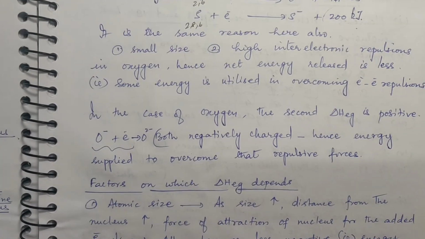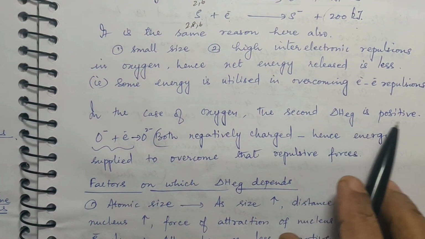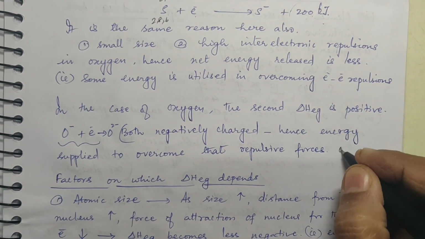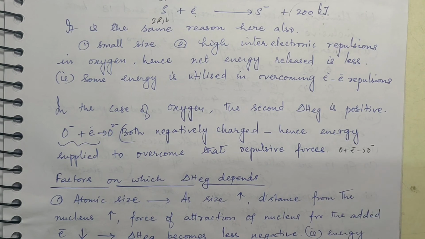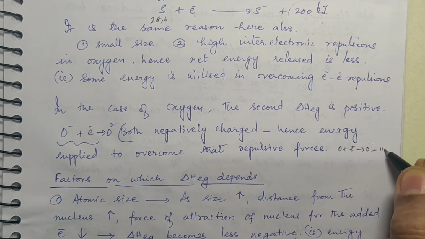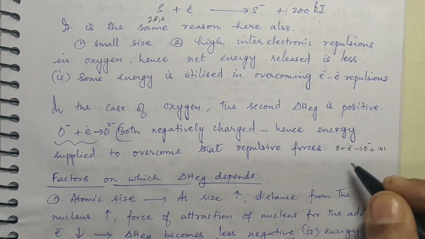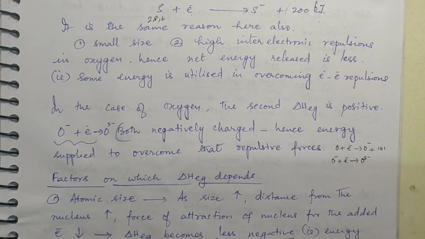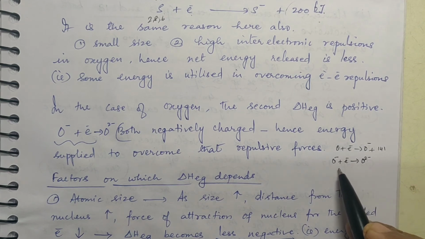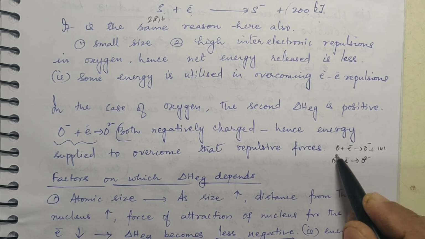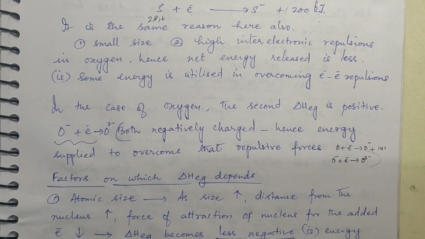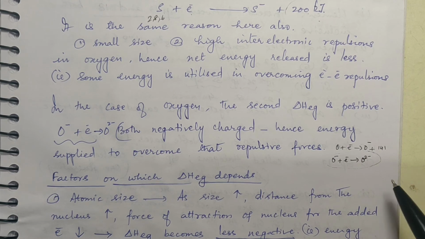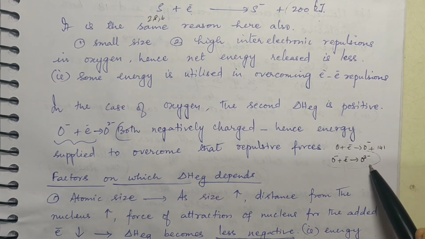In the case of oxygen, the second electron gain enthalpy is positive. Now, what do you mean by second electron gain enthalpy? O plus an electron becoming O minus, and the amount of energy released is 141. This is your first electron gain enthalpy. Now this O minus is taking up another electron to become O2 minus. The amount of energy associated with this reaction is called the second electron gain enthalpy. Right? Here the second electron gain enthalpy is positive.